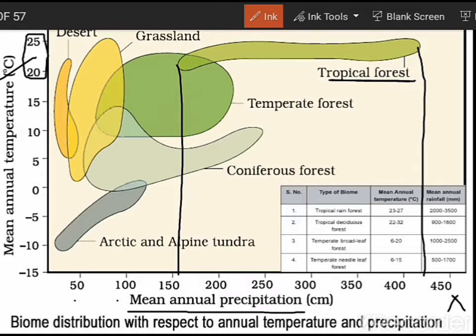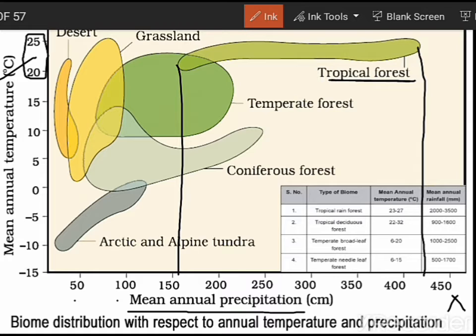So we can see that the mean annual temperature is 20 to 25, that is high, and also we can see that the precipitation in the tropical forest is high. So the characteristic that is associated with the tropical forest is that it is having high mean annual precipitation and also high mean annual temperature.